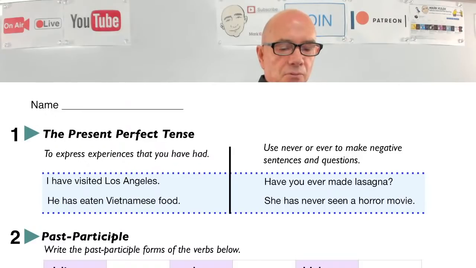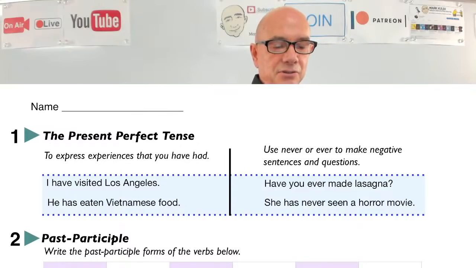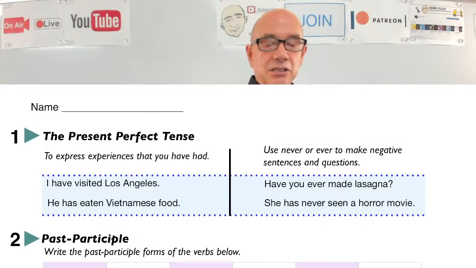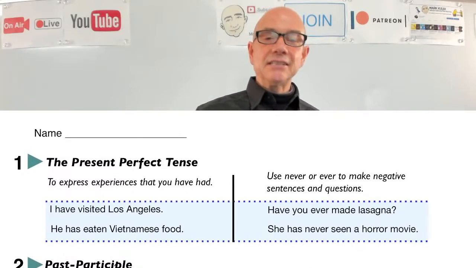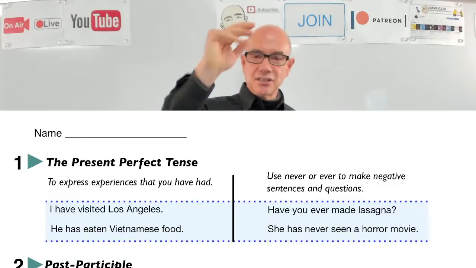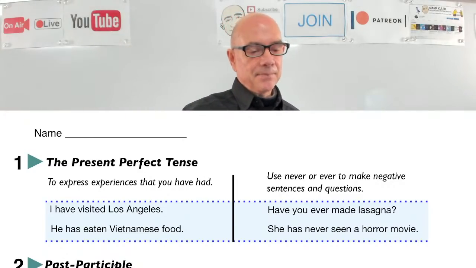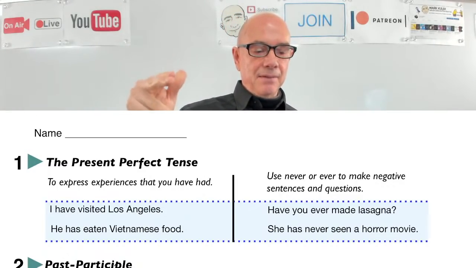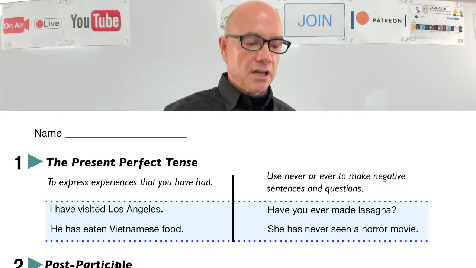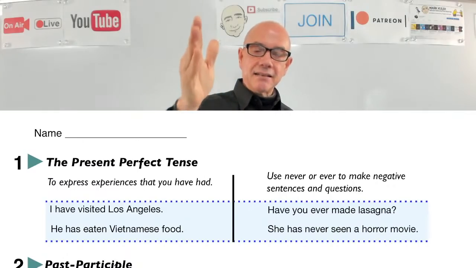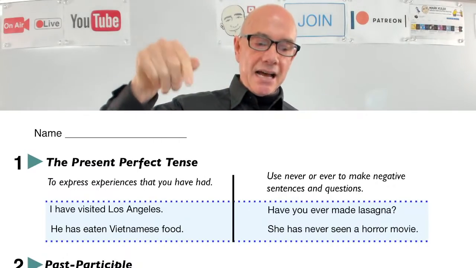So part 1, the present perfect tense. We use the present perfect tense to express experiences that you have had. For example, I have visited Los Angeles, and he has eaten Vietnamese food. Those are experiences that this person has had.